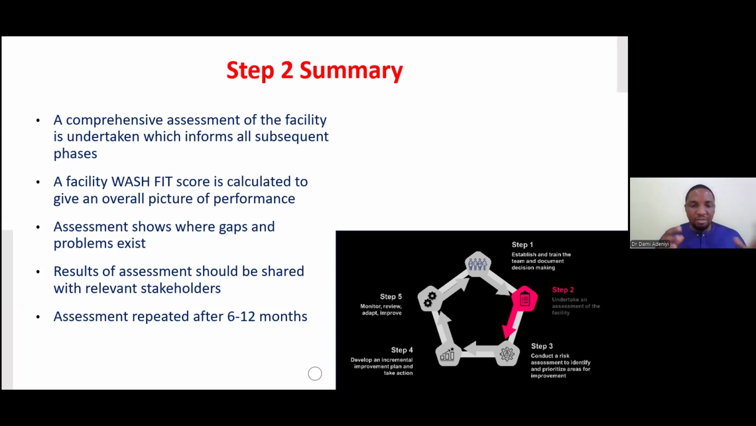And when you assess the facility, there are scores that automatically will be assigned to each item you assess, and then you end up with a WASH FIT score. And then your facility can be classified into different cadres depending on what the score is. The idea of the assessment is that you want to identify where there are gaps. And it's in the areas where there are gaps that you then do a risk assessment subsequently. But typically, when we look at the cycle of assessment, assessments are often repeated within 6 months to a year.